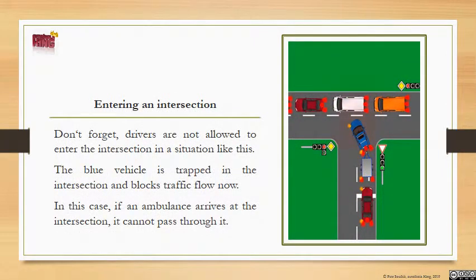Don't forget, drivers are not allowed to enter the intersection in a situation like this. The blue vehicle is trapped in the intersection and blocks traffic flow now. In this case, if an ambulance arrives at the intersection, it cannot pass through it.